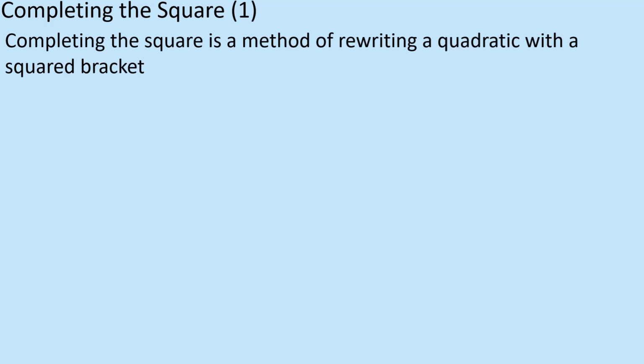So let's have a look. It's a method of rewriting a quadratic with a squared in a bracket, and it always takes this form. It'll have x plus something in a bracket, squared, and then plus a number. Of course, it doesn't need to be plus. They could be negatives, but we're just talking about two values in there, so two variables. So it could be x minus something in a bracket squared minus something. Those a and b could be negative numbers, but it always takes that form.